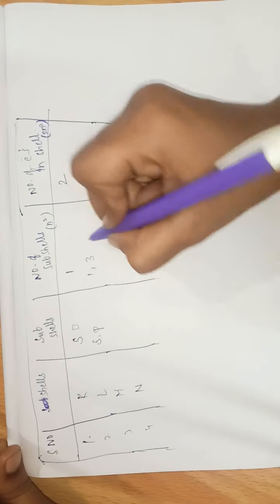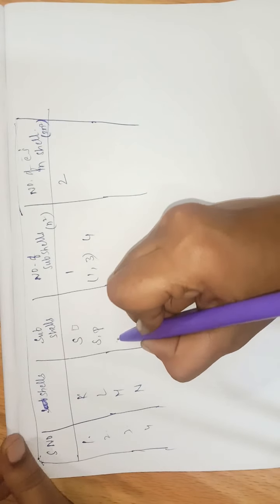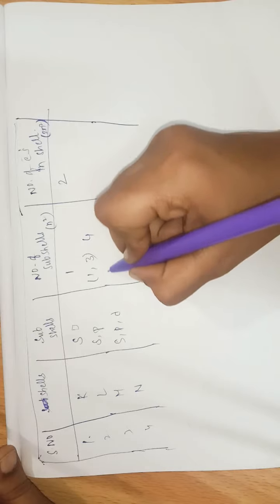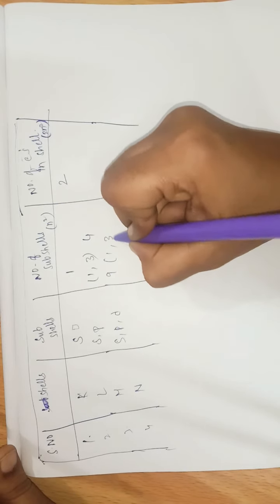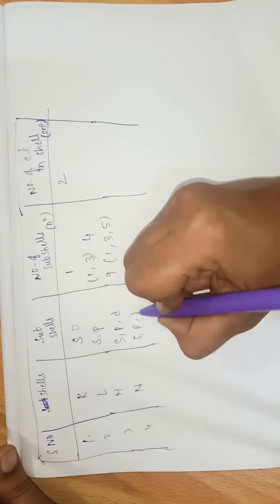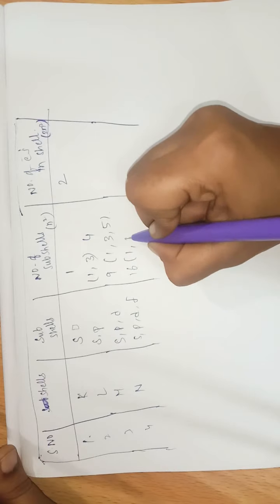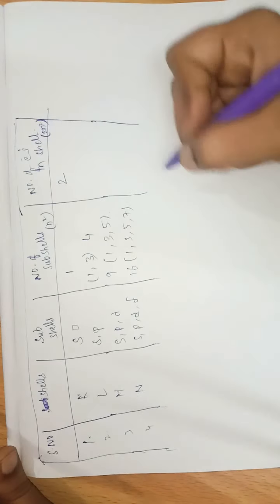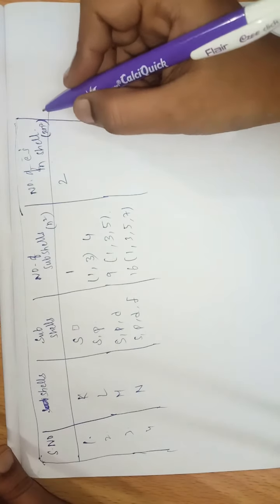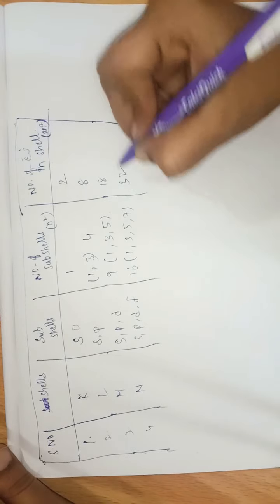1 and 3, that is 4. Here s, p, d, which is 9, that is 1, 3 and 5. And s, p, d, f, that is 16, which is 3, 5 and 7. And also the number of electrons in shells, which is 2, 8, 18 and 32.